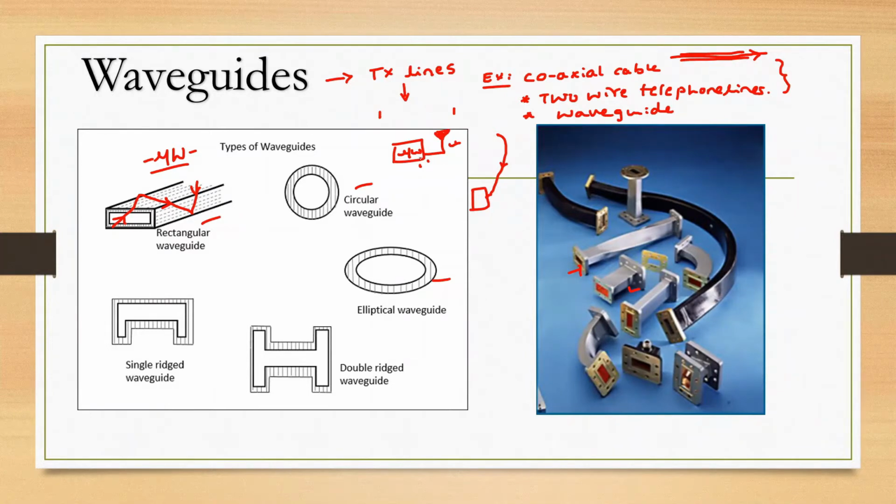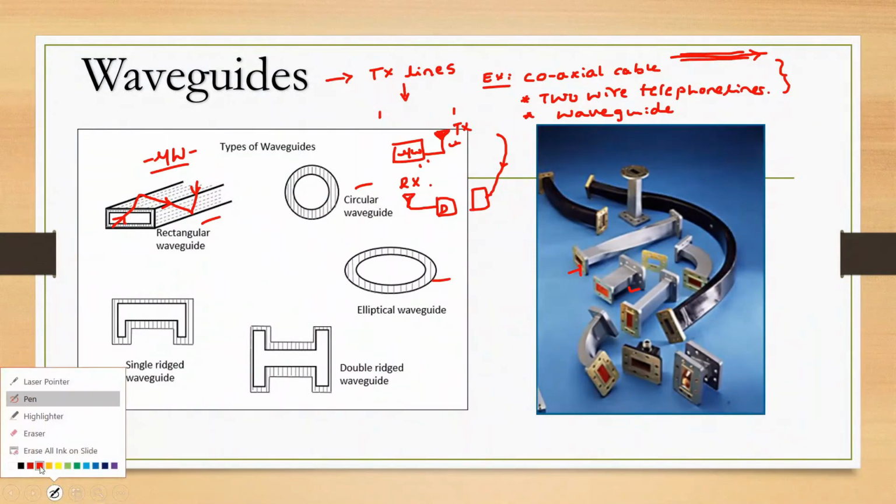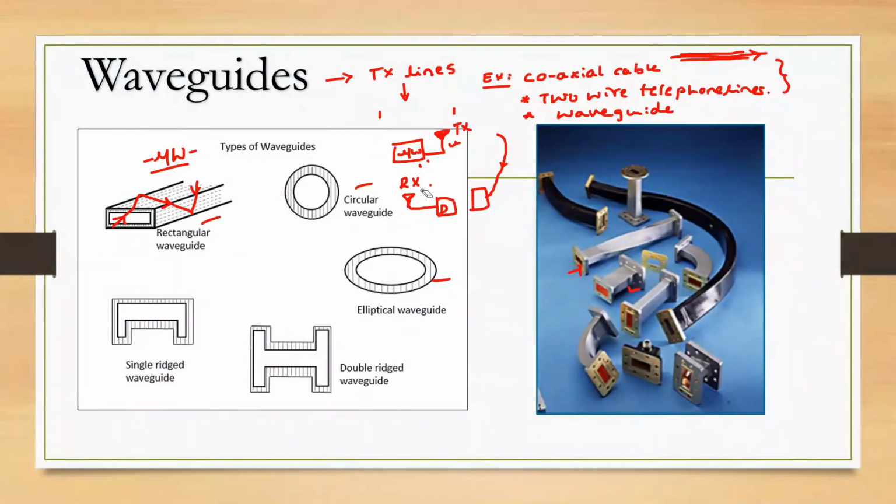Likewise, you will have the waveguide, which will be like an interface between the source and the antenna at the transmitter end. At the receiver end, it will play a reverse role. It will receive the signal from the antenna and feed it to the destination or some kind of receiver. So in this way, waveguides are useful for us.